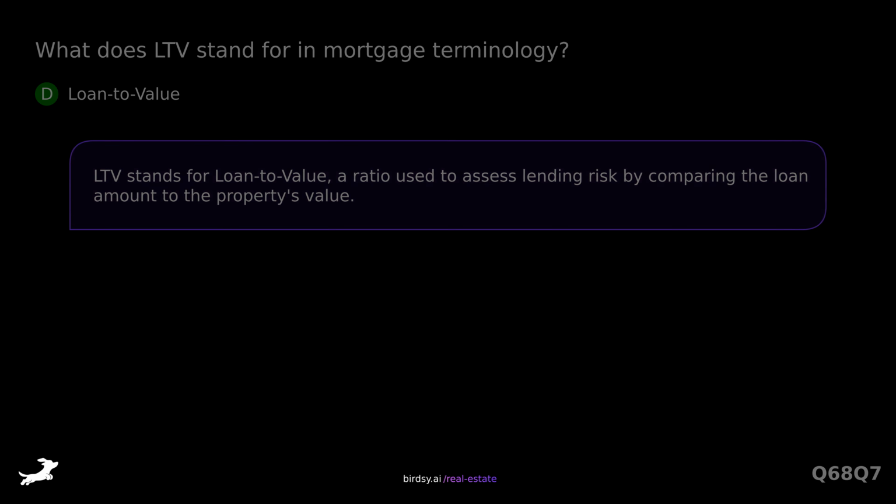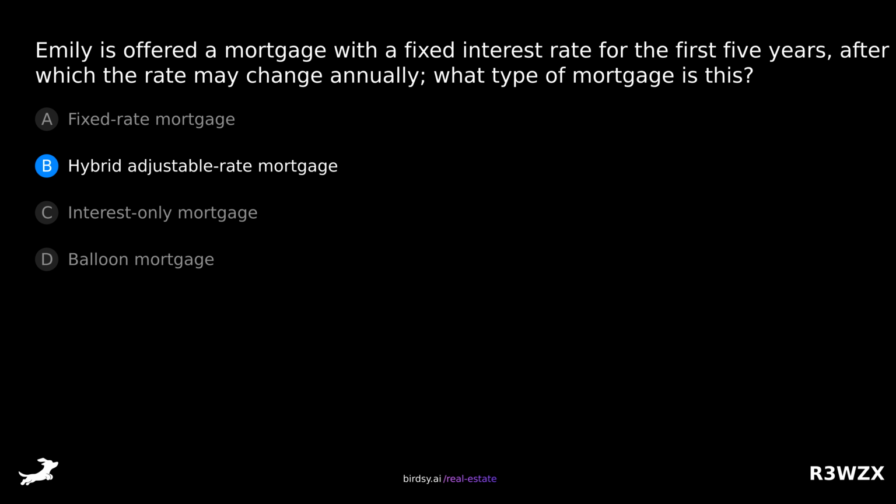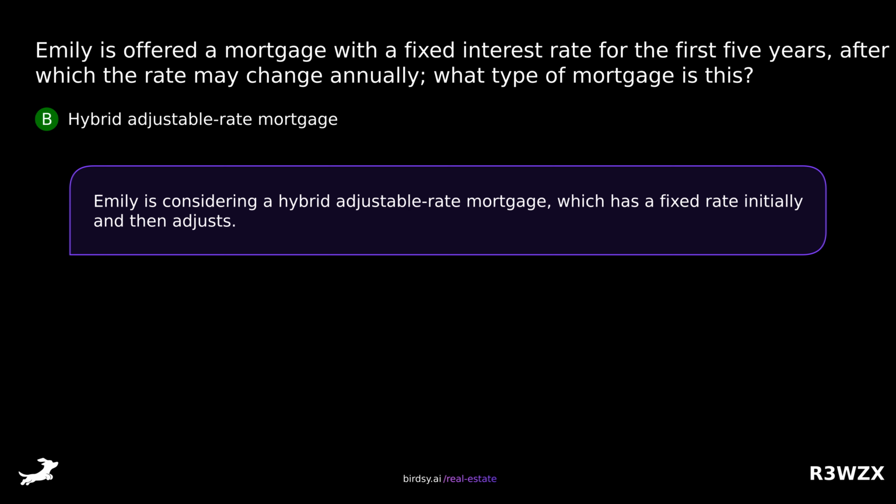property's value. Emily is offered a mortgage with a fixed interest rate for the first 5 years, after which the rate may change annually. What type of mortgage is this? B, hybrid adjustable rate mortgage, C, interest-only mortgage, or D, balloon mortgage? The correct answer is B, hybrid adjustable rate mortgage. Emily is considering a hybrid adjustable rate mortgage, which has a fixed rate initially and then adjusts.